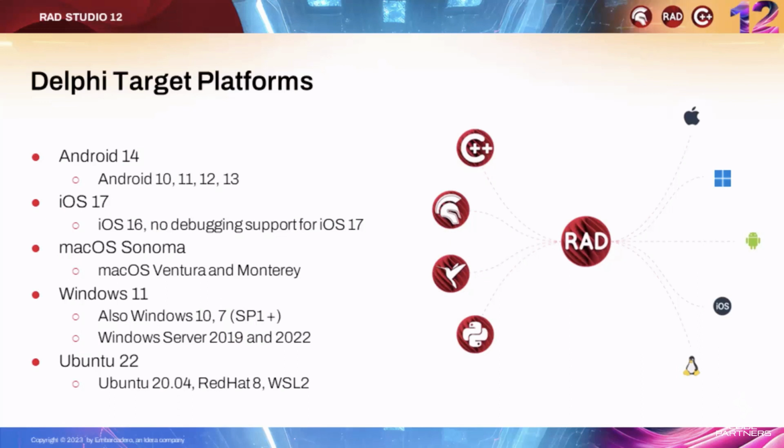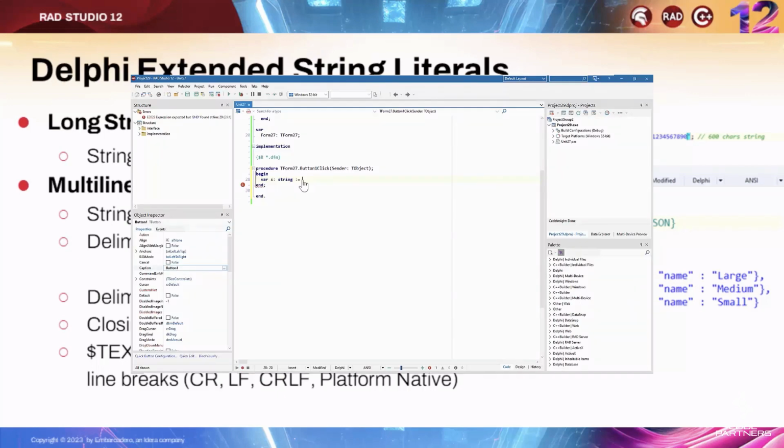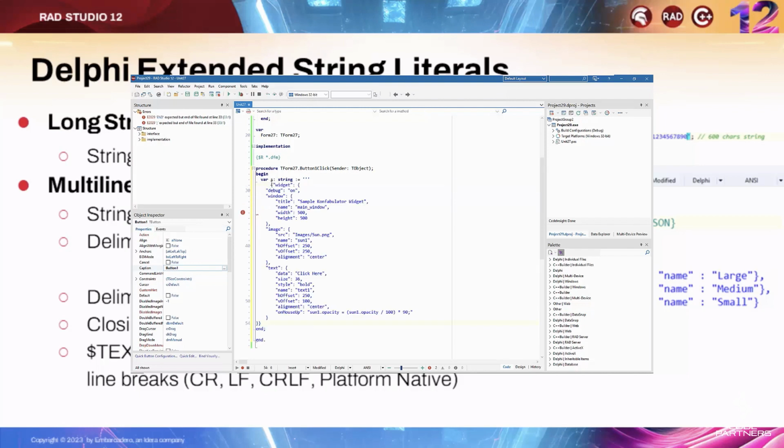Now, what we've done in Delphi as a language is we've extended string literals, so they're not limited to 255 characters anymore. You can have a very long string, and that's going to work fine. But more relevant, we have introduced the concept of multi-line string literal. So you can have a single string literal without having to do quote plus and then a new quote in the new line. You can just start a string literal with a triple quote, then copy in a portion of text, JSON, SQL, XML, or anything you want, and then close it with matching triple quotes.